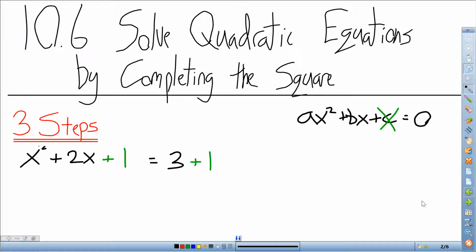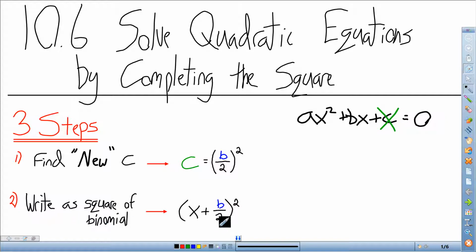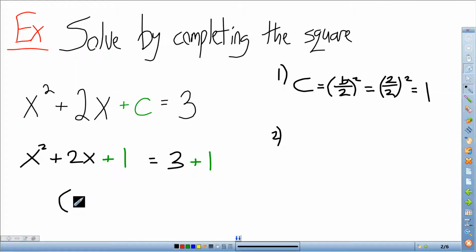Okay, step number 2 is writing our equation as the square of a binomial. Okay, and all I want you to think when you do this step, all you need to do is write this out, take your B value and divide it by 2. All right, so I'm going to go ahead and write it out. X plus, we have B divided by 2 squared. Our B value again is a 2. Okay, so that's the left side of our equation. On the right side, we can add these together and get a 4. Okay, and you guys can see we're going to end up with a 1 inside of here.